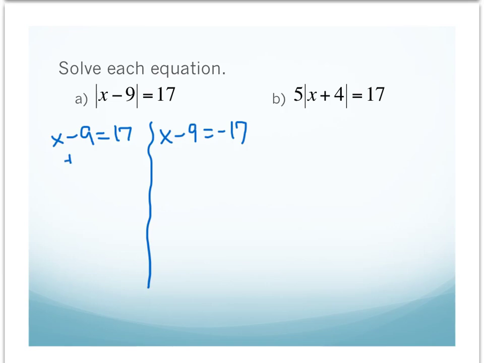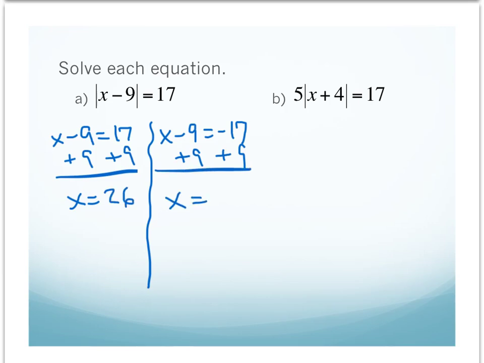And then we solve. So we add 9, add 9. You're going to solve it the same way on both sides. You get x is equal to 26, and x is equal to negative 17 plus 9, which is going to be negative 8. Those would be the two possible solutions for x.